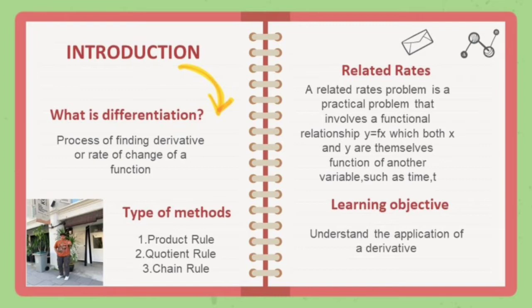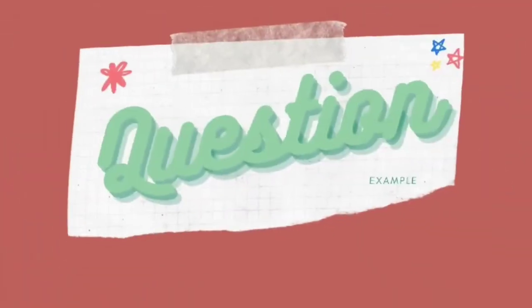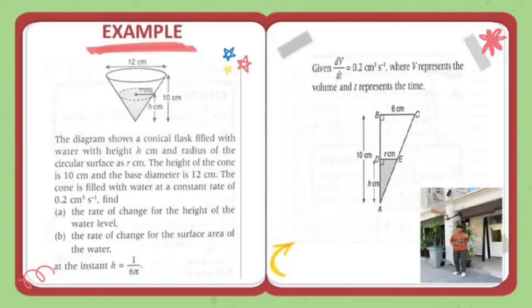A related rates problem is a practical problem that involves a functional relationship y equal to f(x), where both x and y are themselves functions of another variable such as time t. So the learning objective for today is we are going to understand the application of a derivative. Now we are going to do some example question.